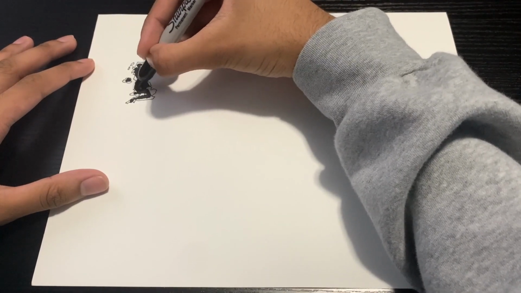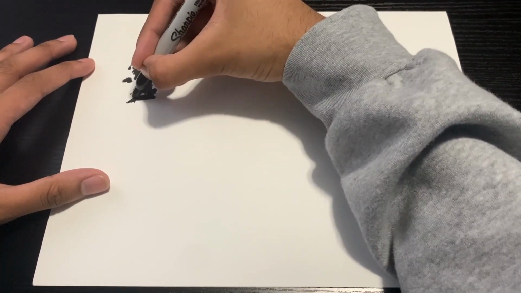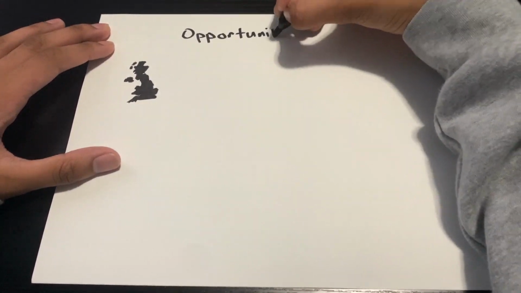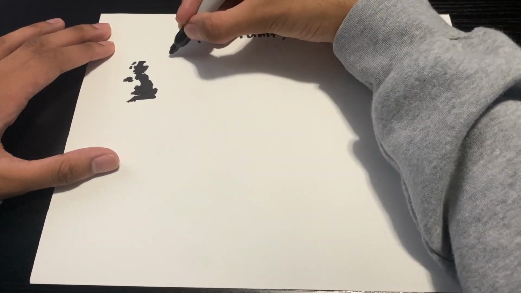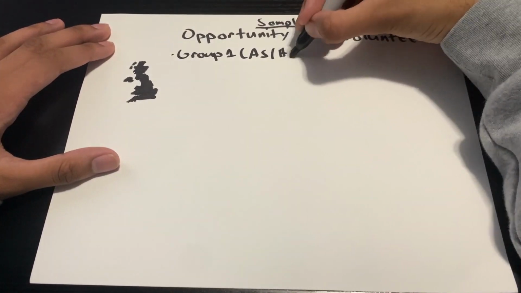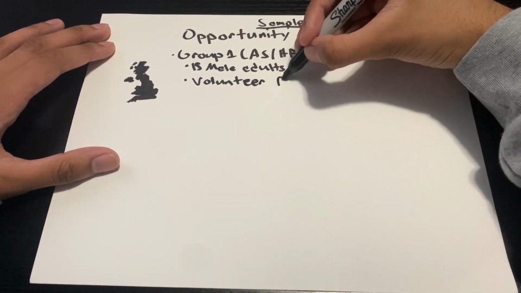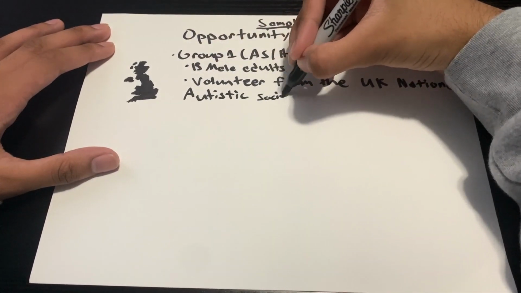The sample in Baron Cohen is very large, and it's composed of 4 different groups that came from the UK. The participants were recruited via opportunity or volunteer sampling. Group 1 was the AS or HFA group, which consisted of 15 male adults who were volunteering after they saw an ad in the UK National Autistic Society magazine.